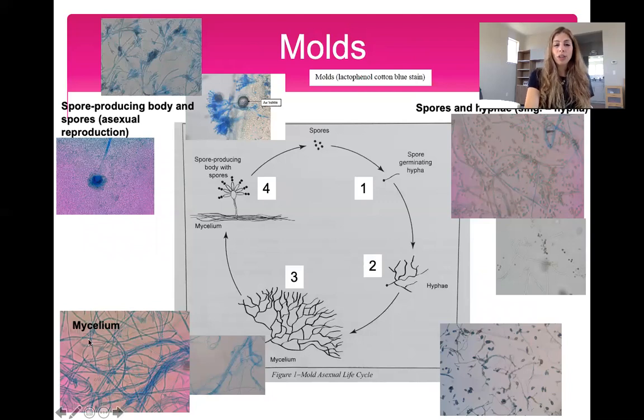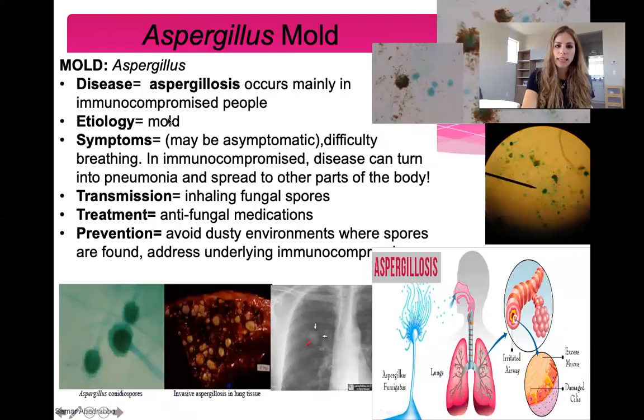And then when conditions are not good again, the mycelium will produce spore-producing bodies. So here are our spore-producing bodies. All these images show spore-producing bodies. Again, the stain used in all of these is lactophenol cotton blue stain. And this is the asexual reproductive life cycle of mold. So just know that these show hypha, this is mycelium, and then these are images of spore-producing bodies.